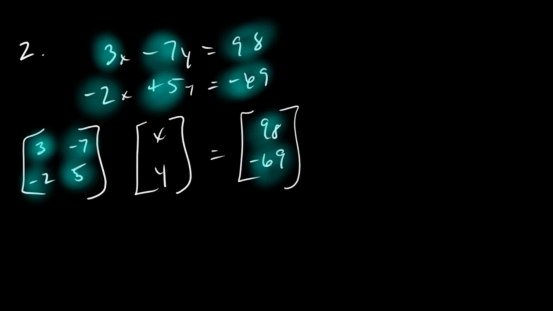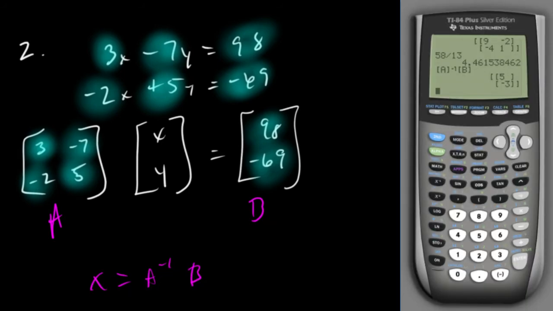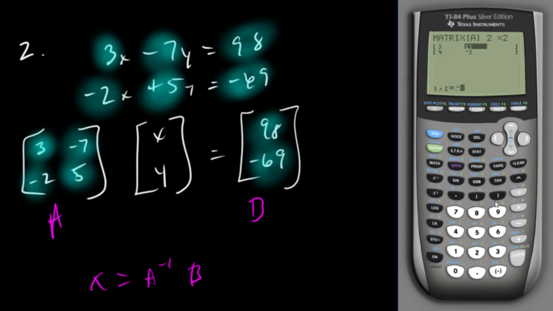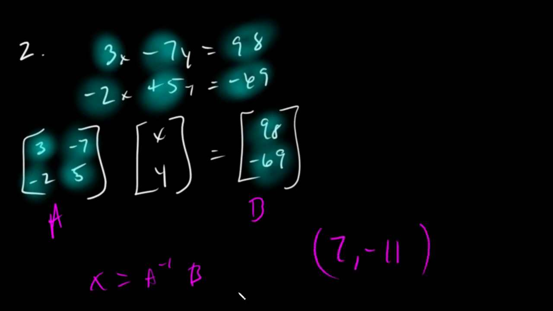Now, here's the way I always do it. I always call this A, I always call this B, and then I always say that the answer is equal to A inverse B. So plugging that into my calculator: enter in matrix A, it's 3, negative 7, negative 2, and 5. Matrix B is 98 and negative 69. So we do A inverse B, and we get 7, negative 11. There is your solution.